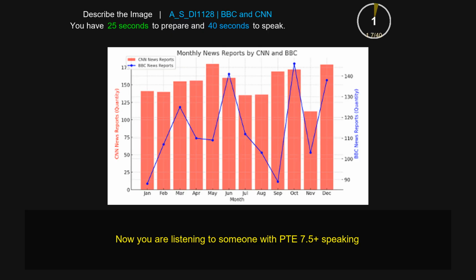The given bar graph gives the information about monthly news reported by CNN and BBC. It can be seen that there are different elements in the given bar graph like January, February, March, April, May, June, July, August, September, October, November, December.